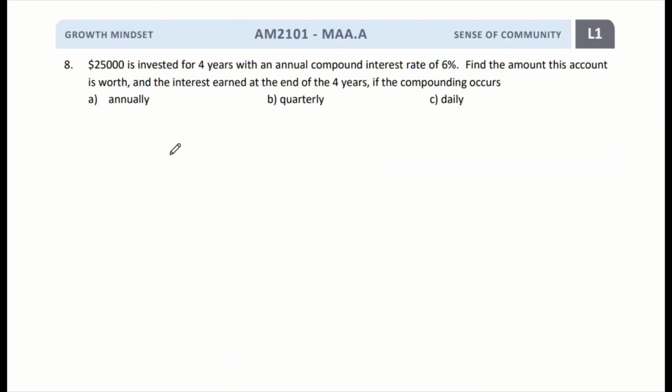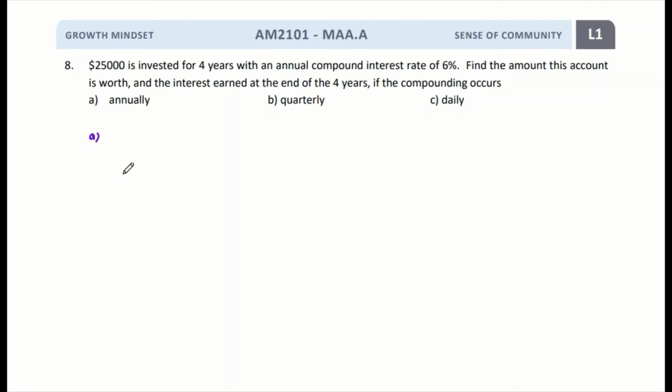Alright, question 8. So this might get a little bit complicated, so make sure that you understand throughout the way. So 25,000 is invested for 4 years with an annual compound interest of 6%. So you see compound interest rate. So remember, you cannot use the formula I equals PRT here. So find the amount this account is worth and the interest earned at the end of the 4 years. So the different cases here are if the compounding occurs either annually, quarterly, or daily. So that's the difference between these cases. So let's start with the easiest one, which is annually.